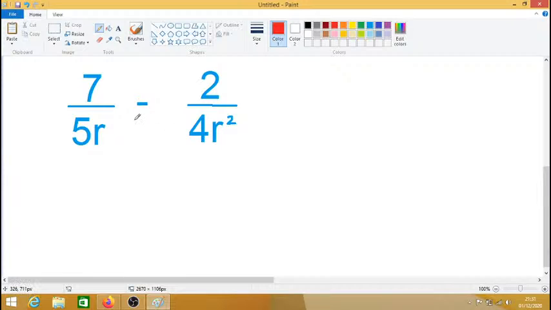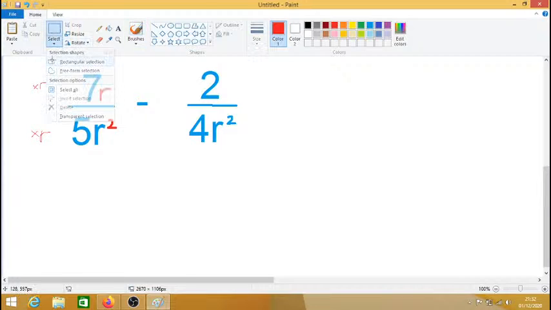A few more seconds. And let's see how we do this. And looking at the bottom, 5r, 4r squared. We're going to need an r squared, so I'm going to times by r on the top and the bottom. So that's going to get me 5r squared and 7r on the top.